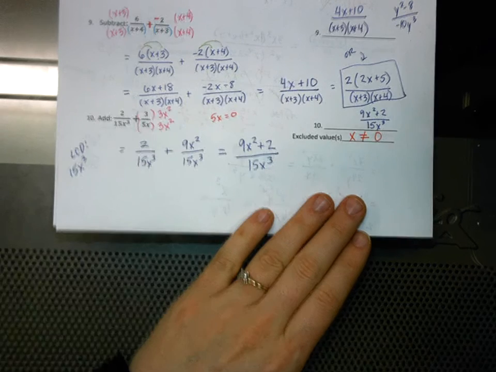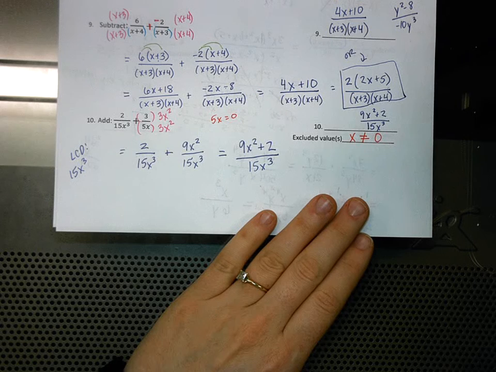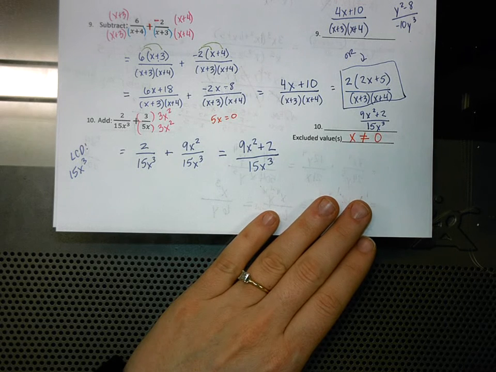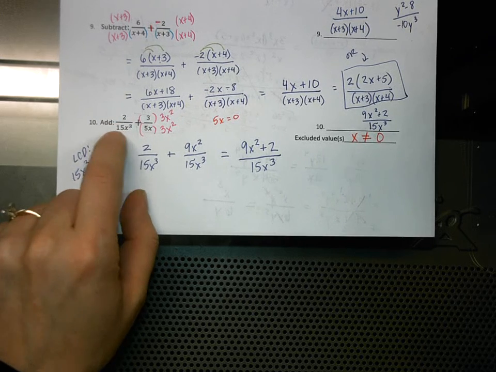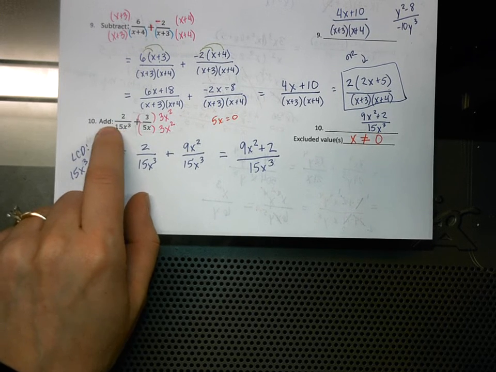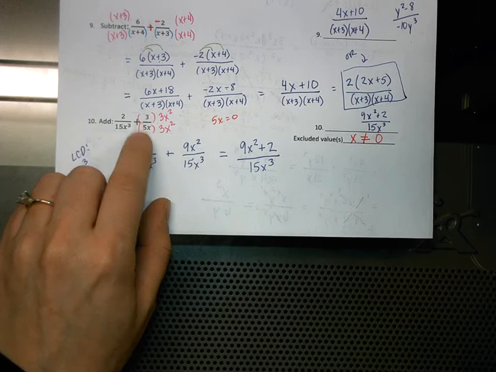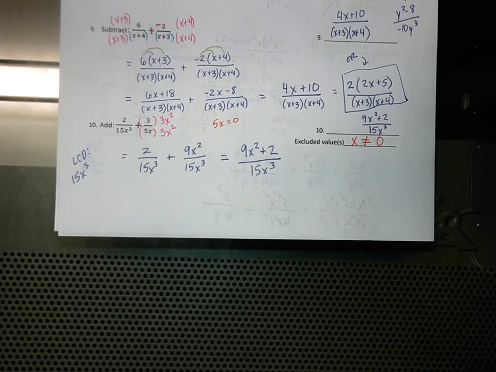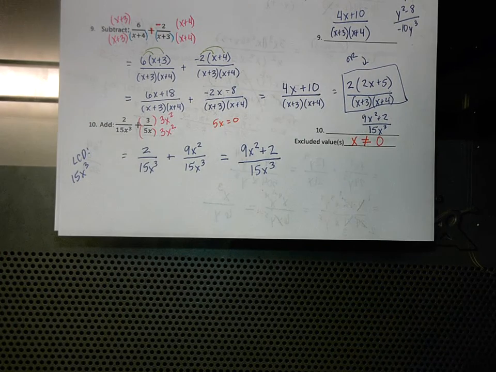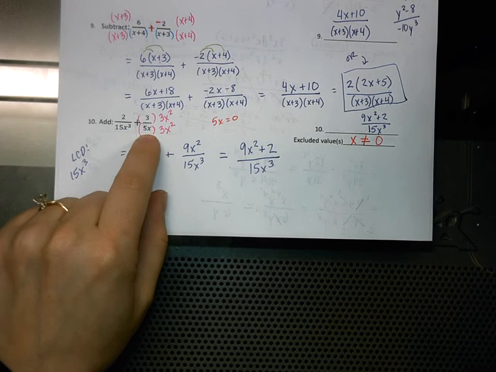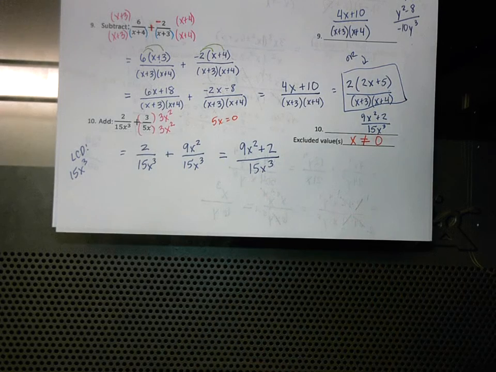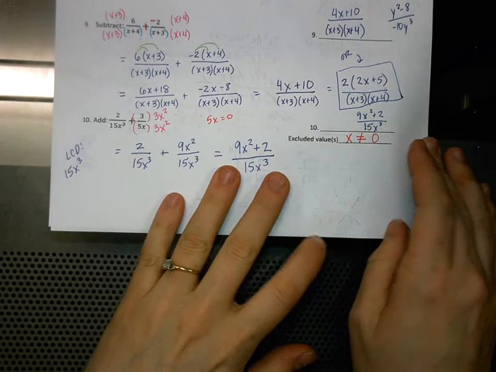Can x be equal to 5? Yeah. 5 cubed is going to give you 125 times 15 is a big number. 5 times 5 is 25. Can x be equal to negative 5? Yes, 5 times negative 5 is negative 25, not 0, correct? All right, go ahead and flip to the other side.